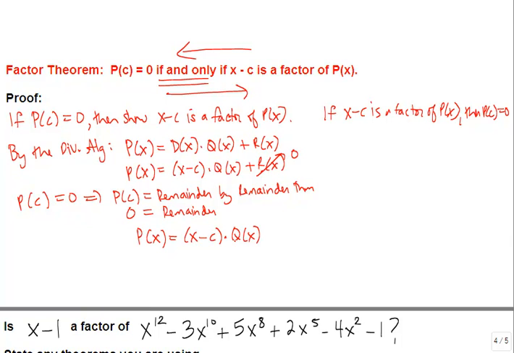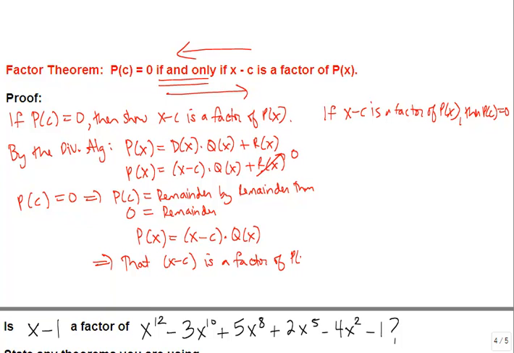So look at what we're left with. We're left with the fact that P of x is x minus c times some q of x, and that is exactly the definition of x minus c being a factor of your polynomial. So this implies that x minus c is a factor of P of x.